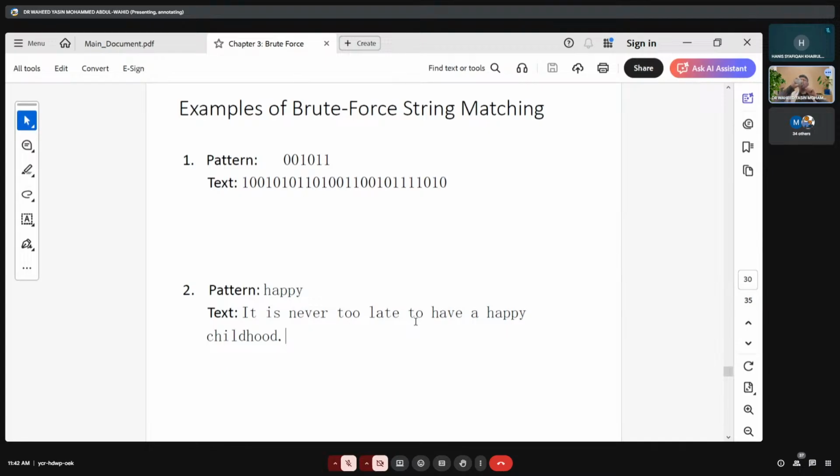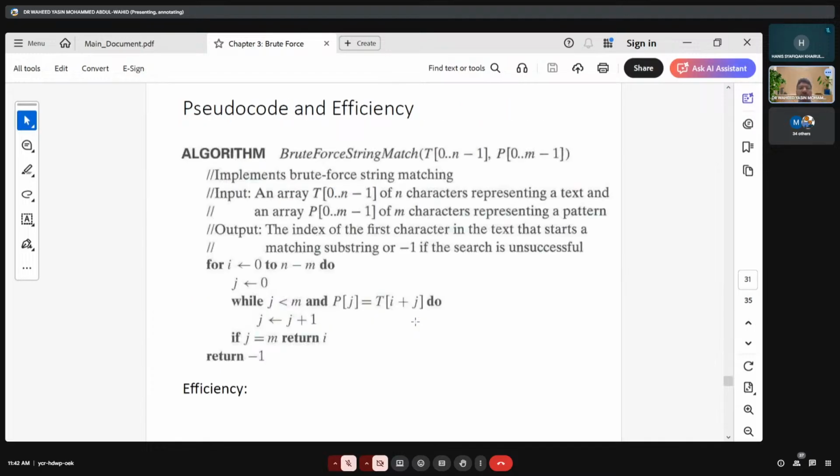String matching. Here, brute force string matching. This is the algorithm BruteForceStringMatch(T[0..n-1], P[0..m-1]), which implements brute force string matching. Input: an array T[0..n-1] of n characters representing the text, and an array P[0..m-1] of m characters representing the pattern.